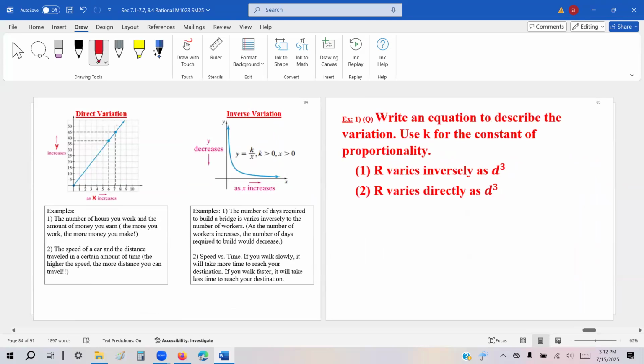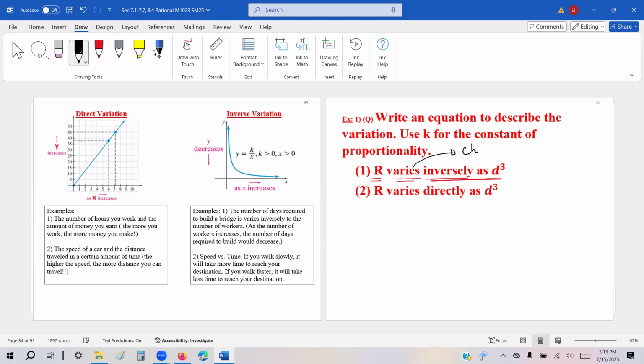Now let's do some fun examples. It says write an equation to describe the variation. Use k for the constant of proportionality. So k is the rate. Now the first scenario, r varies inversely as dq. First thing you have to do is identify which two things are changing. Varies means changing or have a relationship. This is what varies means.